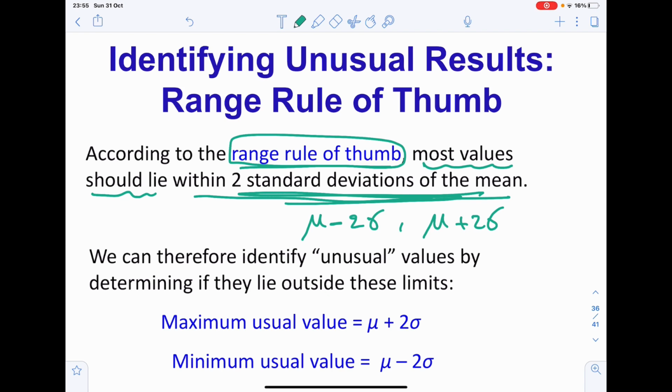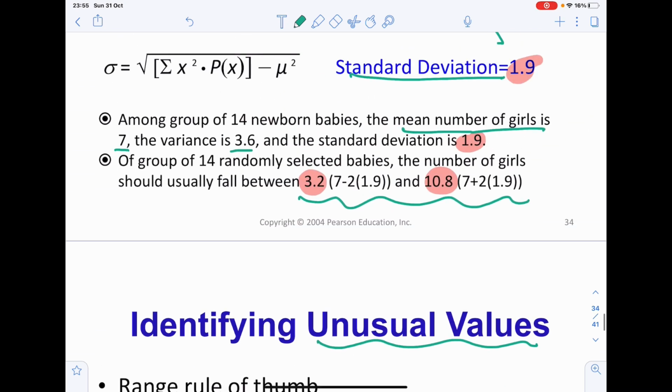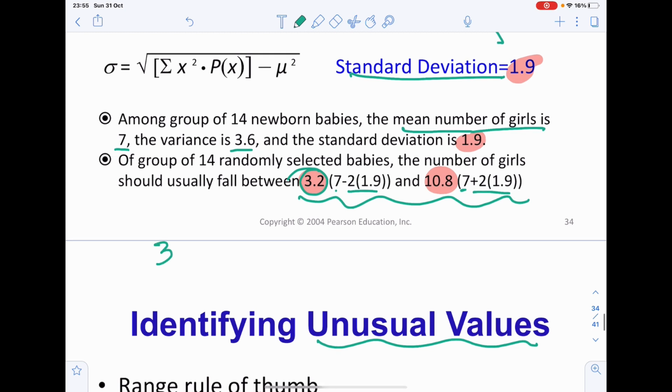The values range between these values. This is the minimum and this is the maximum. The maximum value is the mean plus 2 standard deviations and the minimum value is the mean minus 2 standard deviations. This is what is written here: the mean minus 2 standard deviations gives the result 3.2, and the maximum is 7 plus 2 standard deviations. So the number of girls, the baby girls, will range between 3.2 and 10.8.